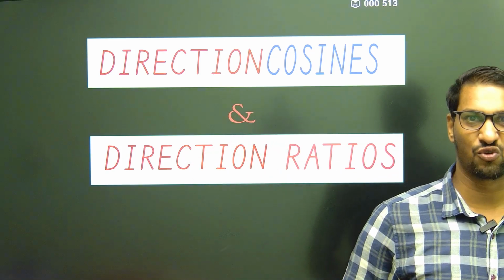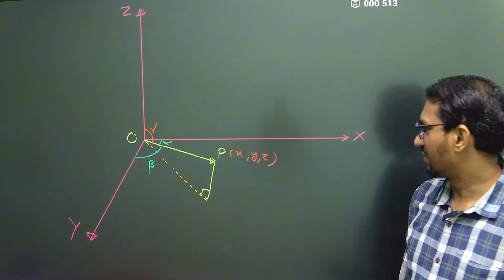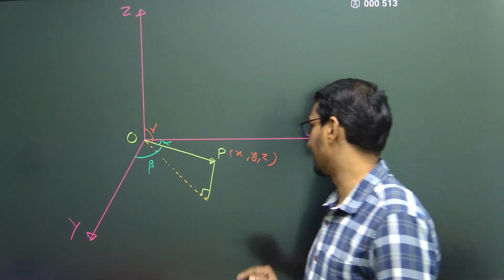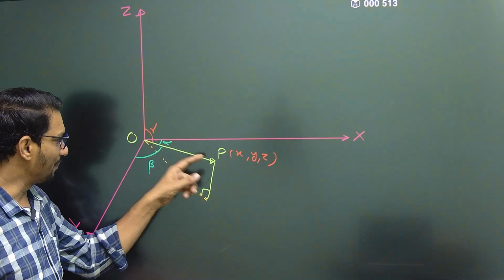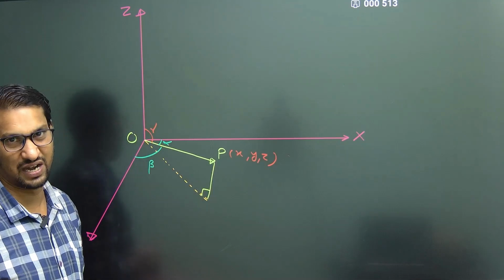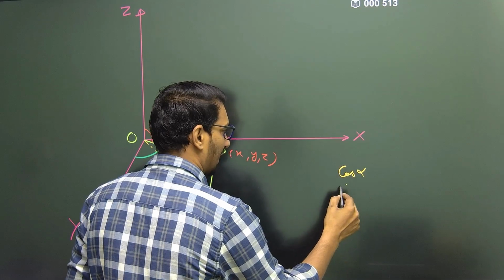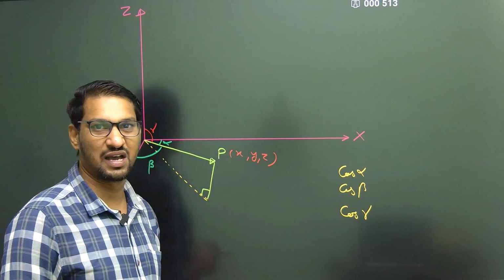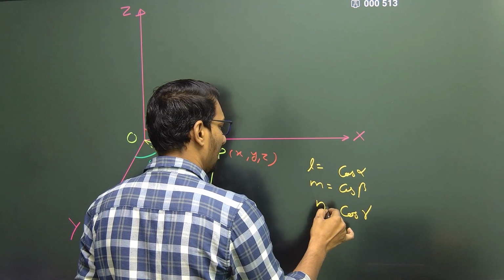Let's find out what is the concept of direction cosines. To understand direction cosines, suppose there is a point P in space whose coordinates are x, y, z. If we join the vector OP, then this vector OP makes angles alpha, beta and gamma with the three coordinate axes x, y, z. So the cosine of angle alpha, cosine of angle beta and cosine of angle gamma are known as direction cosines, and these are also written as L, M, N.